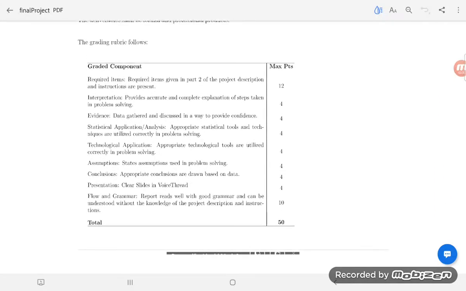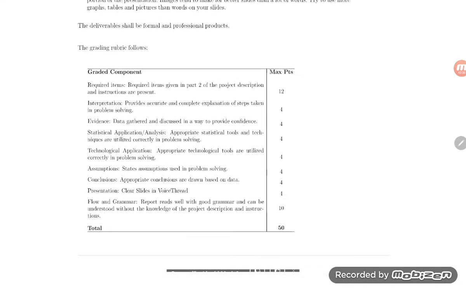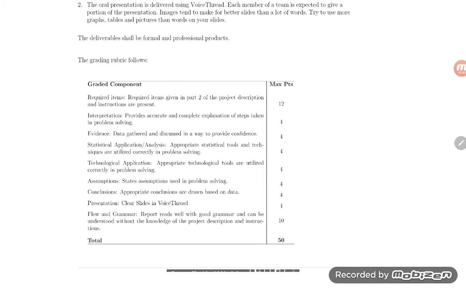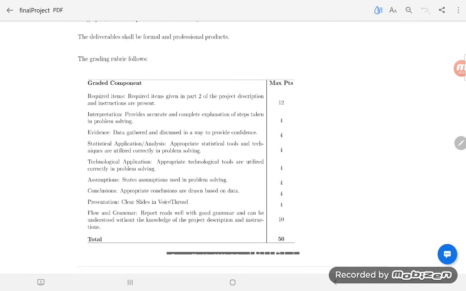So let's look at points. The first one, required items. They had all that, 12. Flow and grammar, very, very nice. I mean, there are a couple things I would have done differently, but hey, very nice, 10 points. So top is 12, the bottom 10, and then let's look at the other stuff.